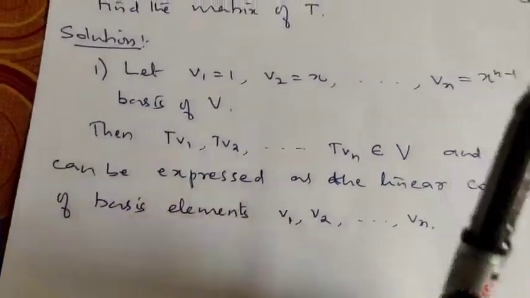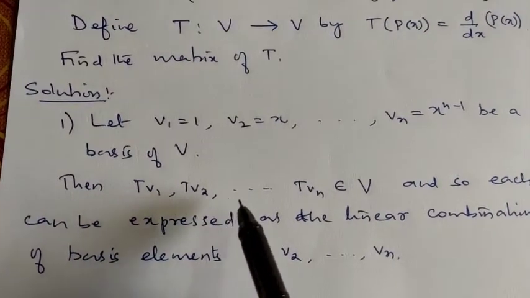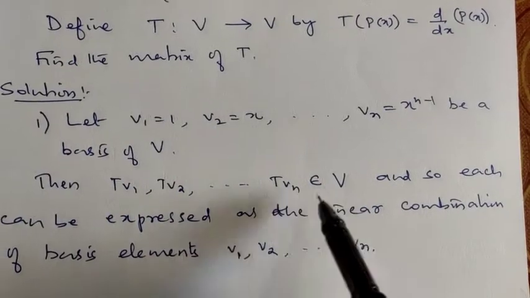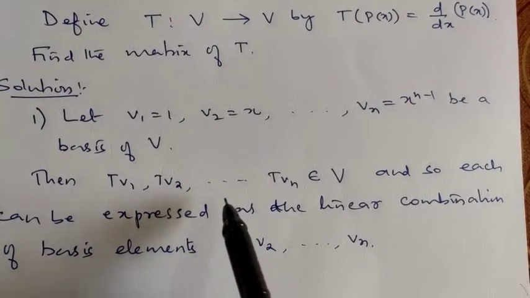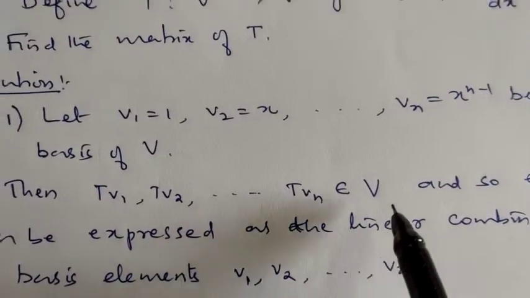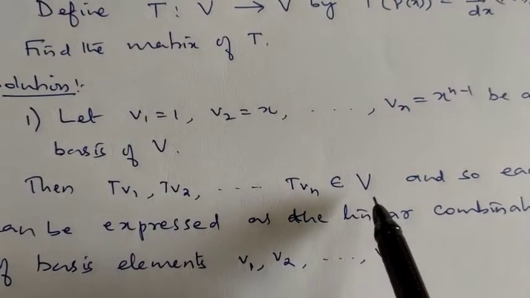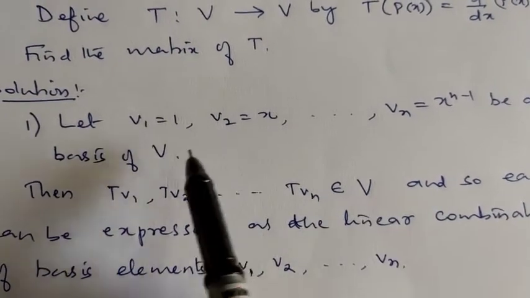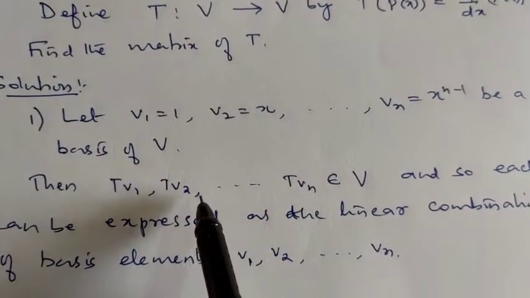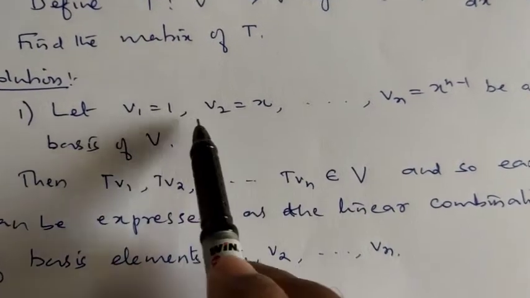Then look here, T of V1, T of V2, etc., T of Vn certainly belong to V, because T is a mapping from V to V. So T of V1, T of V2, etc., T of Vn are also elements of V. As I said, each of these elements of V can be written as a linear combination of basis elements. Let us try to write T of V1, T of V2, etc., T of Vn as a linear combination of these basis elements.